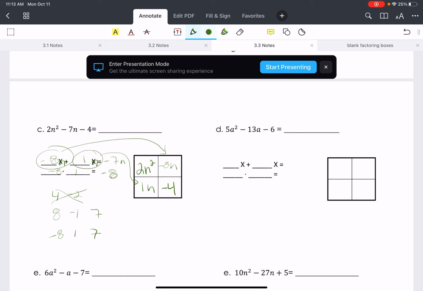Wait, the X's are supposed to be N's? Yeah. You want to make sure your variables always match. I just copied and pasted the puzzle. Questions?